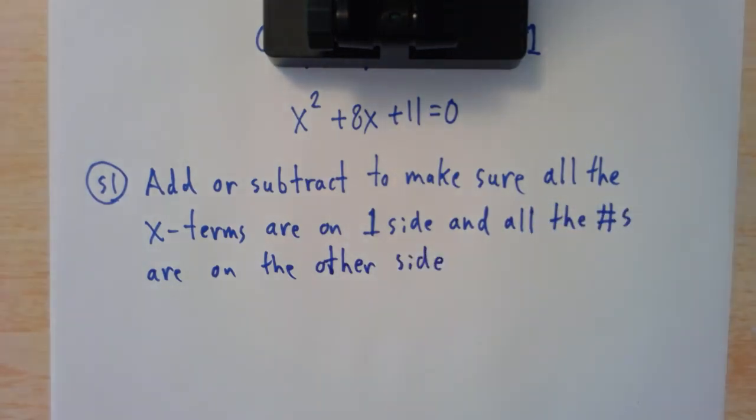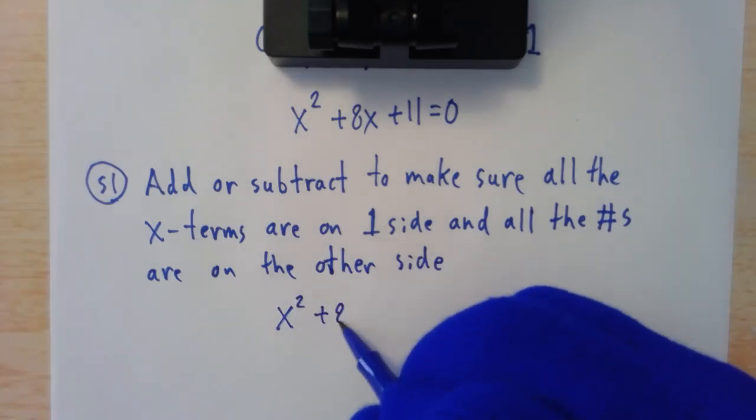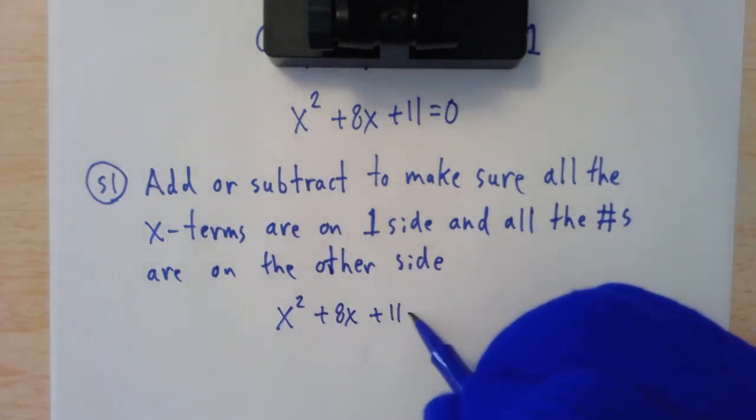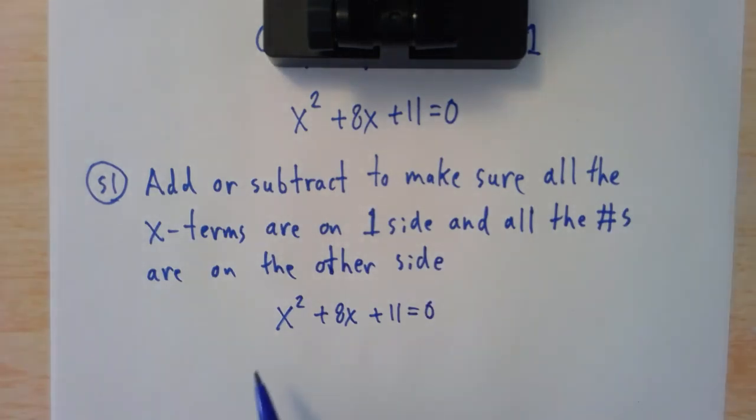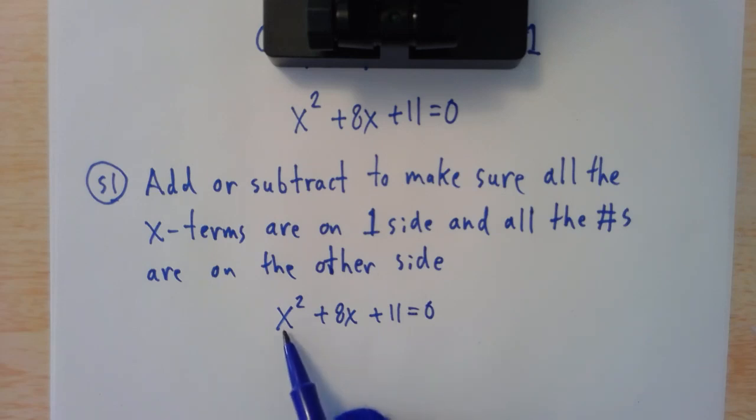So let's just go through and follow steps to do that. So I got this x squared plus 8x plus 11 equals to 0. This is x squared. It has an x in it. So definitely that's an x term. This also has an x in it. So I'm considering that the x term. Whether it has to the second power or to the first power, as long as it has the x in it, it's considered an x term. So that's my first step.